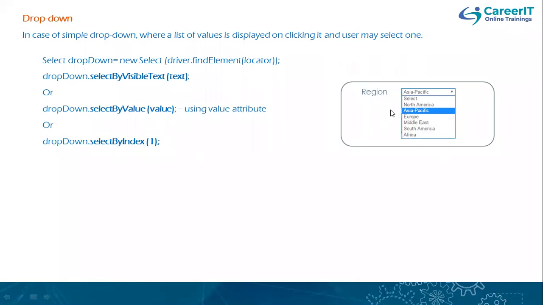And index. So each option will have one index. So first option will have 0 index. Second option will have index 1, something like that. I can pass the index and also select it. Okay. So I will show you all this with one example.